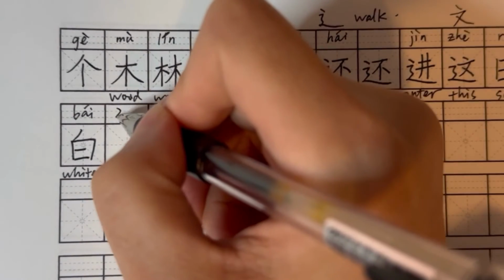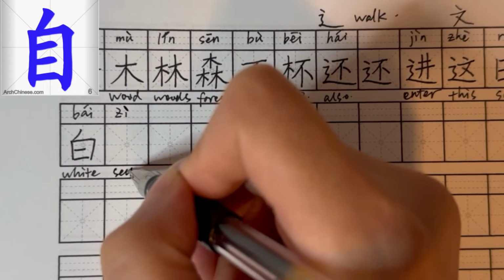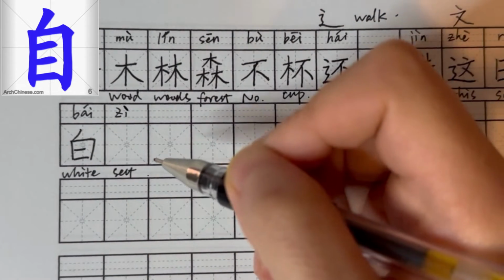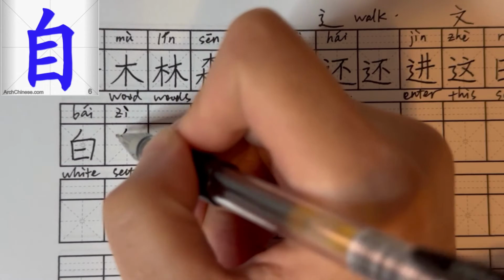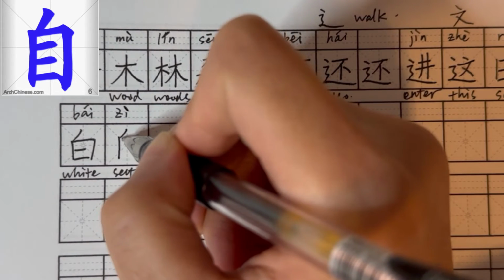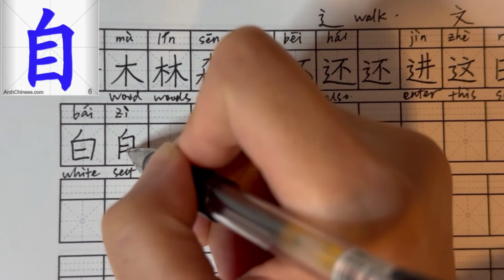Next one, 日 itself. It is taller than character 白, it has an extra 横 inside, right? 撇, 竖, 横折, 横.